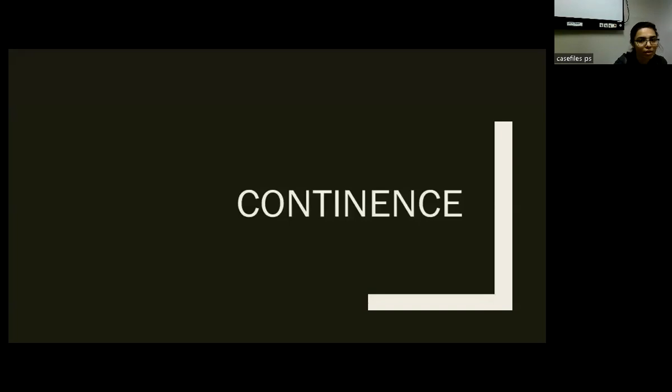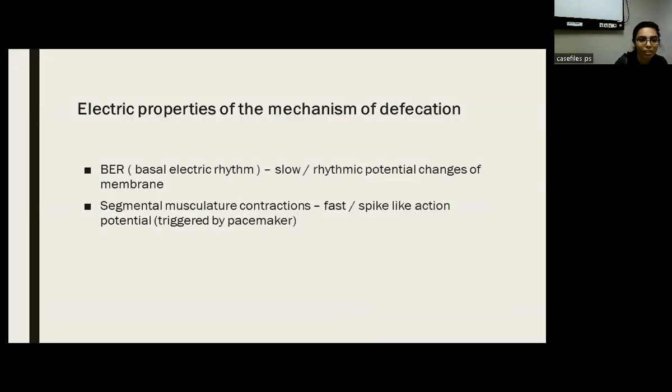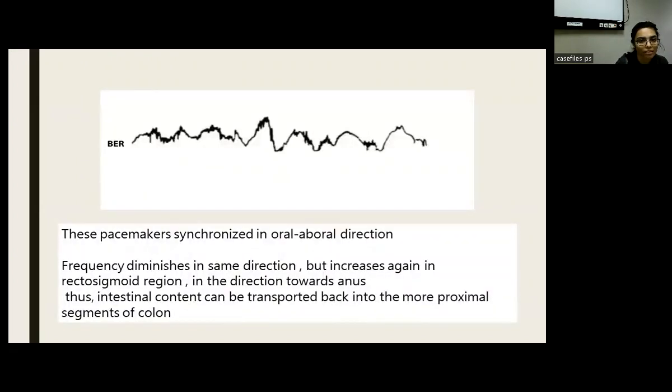Then the continence or the mechanism of defecation. First is the electric property, which occurs in two parts: the slow rhythmic potential changes of the membrane, which is known as basal electric rhythm, and the second is the fast spike-like action in between these slow waves, which is known as segmental musculature contraction, which arises from the pacemakers. This is the basic BER with intermittent spike-like waves. These pacemakers synchronize in the oral-aboral direction and also diminish in the same direction, but increase again at the rectosigmoid junction in the direction towards the anus.